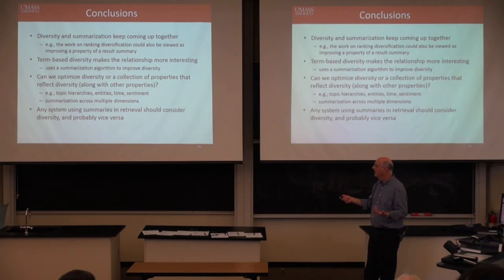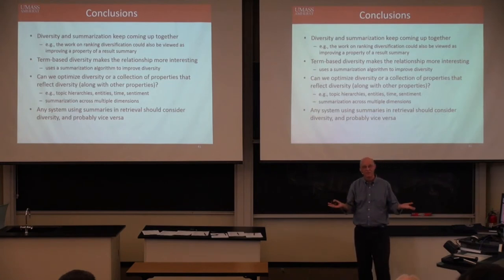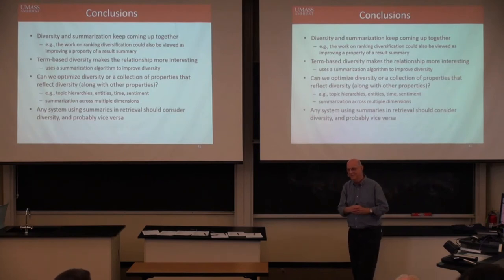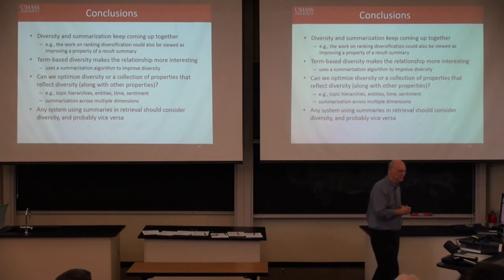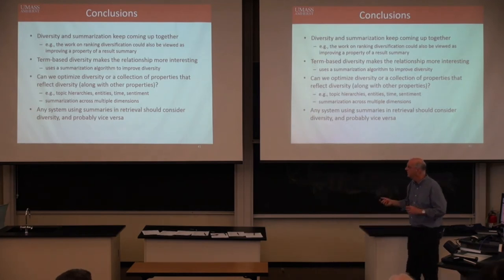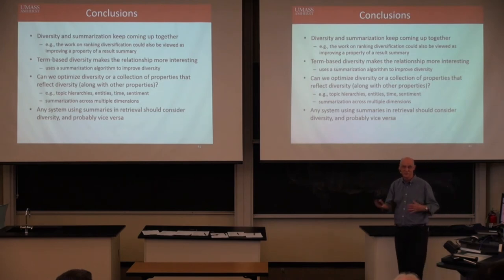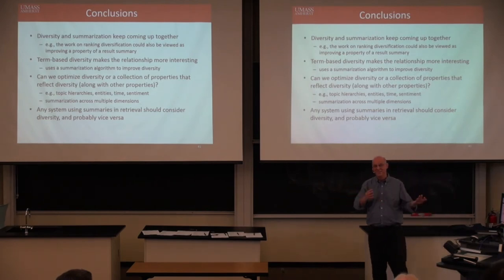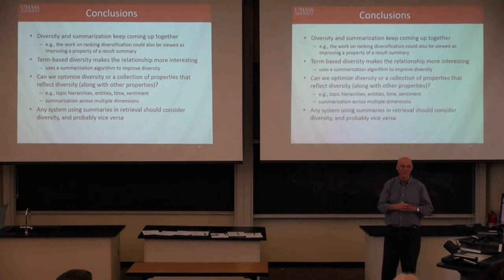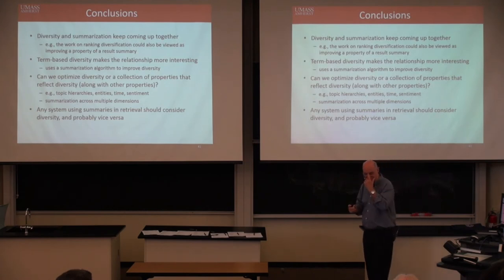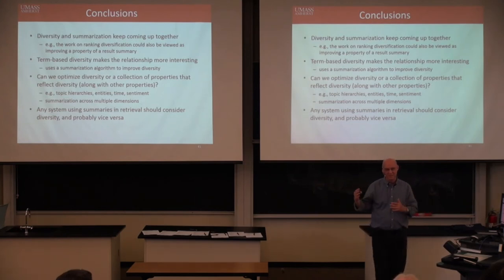which is fine, except now how do we summarize across multiple dimensions in any sort of understandable way? Just presenting clusters doesn't really do a good job of summarizing clearly across multiple dimensions. So this is still an unknown, how do we do that. I think it's an interesting area. So any system using summaries and retrieval has to consider diversity. If you're doing diversification, you have to consider summarization. That's really the main point of what I was saying today. And hopefully I've given you some insight into diversity and how summarization plays into that. Okay, thank you.